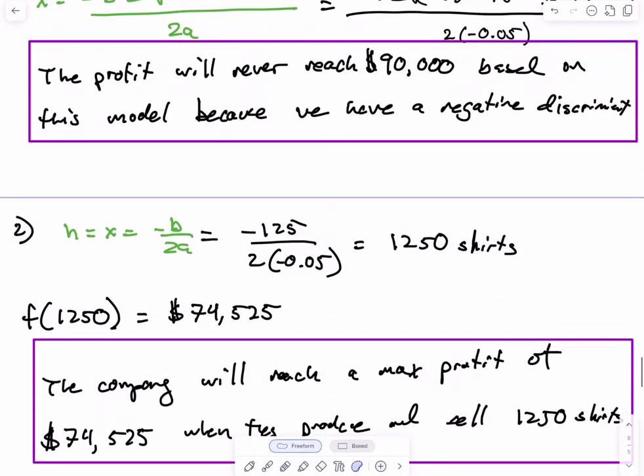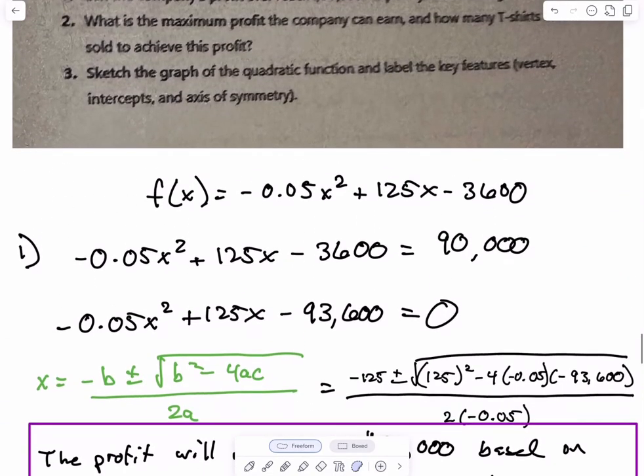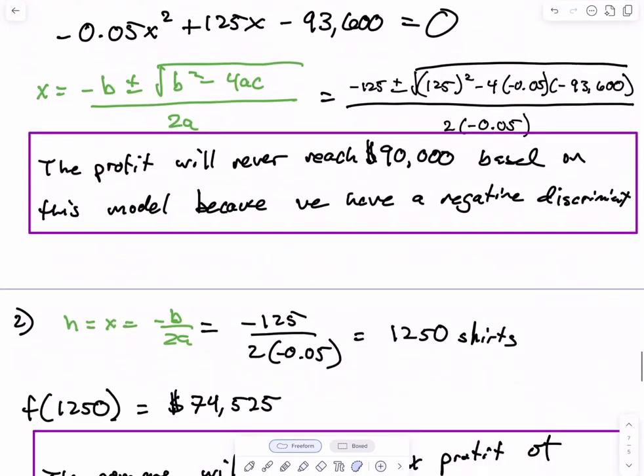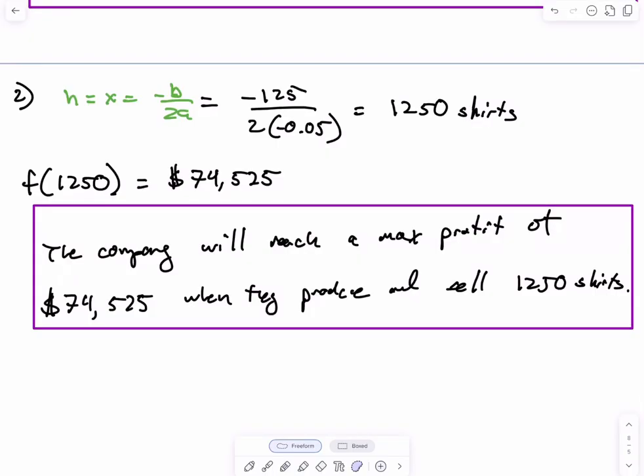Okay. Then the third question. Sketch the graph of the quadratic function and label the key features: the vertex, intercepts, and the axis of symmetry. So the axis of symmetry is the x coordinate of the vertex. So the vertex, we actually just found it here. I'll do it in green. Go ahead and label it as part 3.